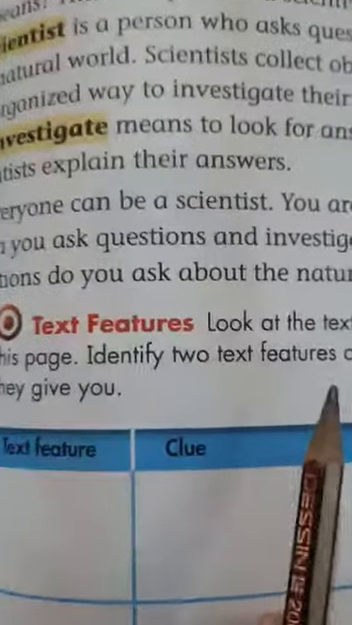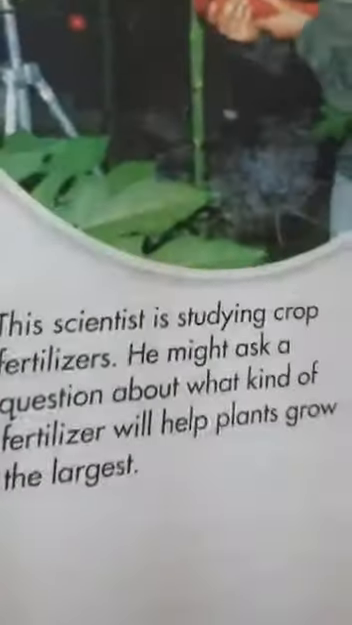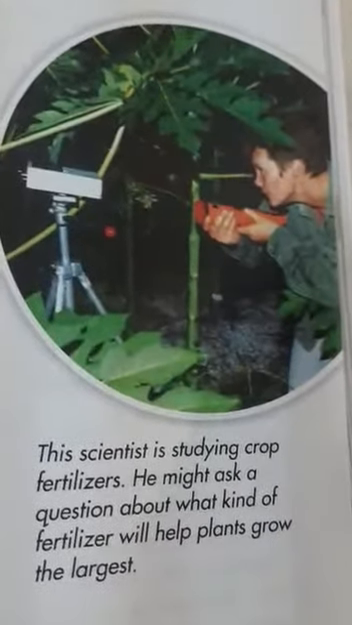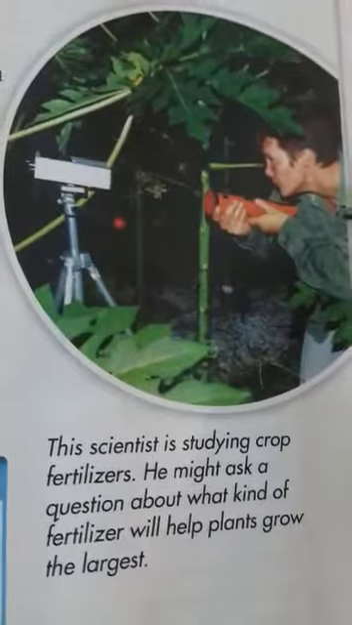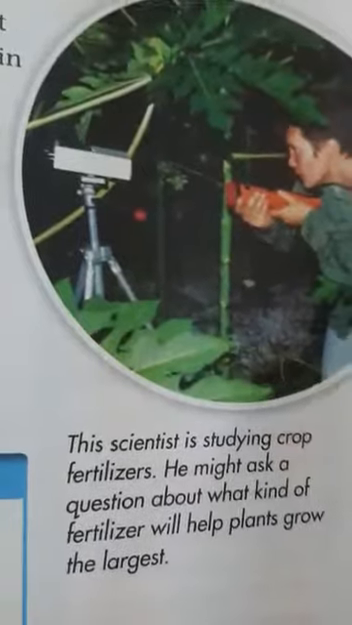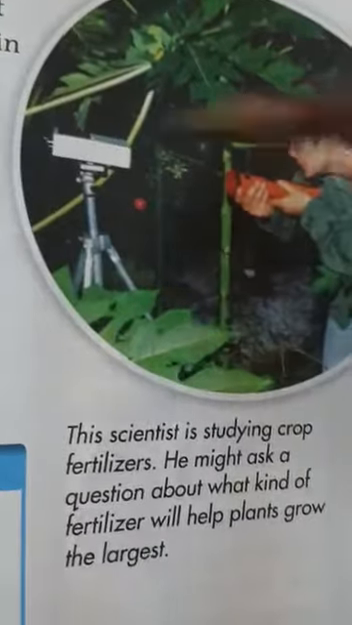Look at the text features on this page. Identify two text features and the clues they give you, like they ask us about something, then they give the answer for it. After that, inshallah, I will send you a picture for that. Here they said something very important. They said, look at this picture. I think you can see a man checking something or trying to investigate or see something around him in nature. As you can see, these are trees. So he's trying to investigate from nature, as we said before.